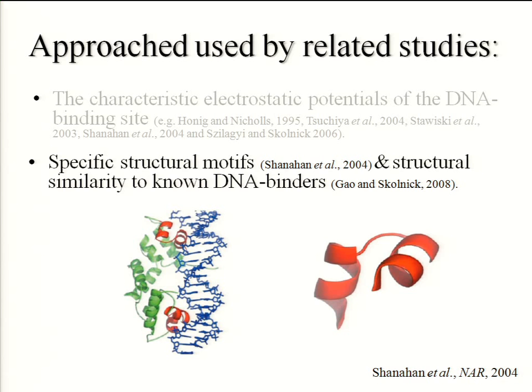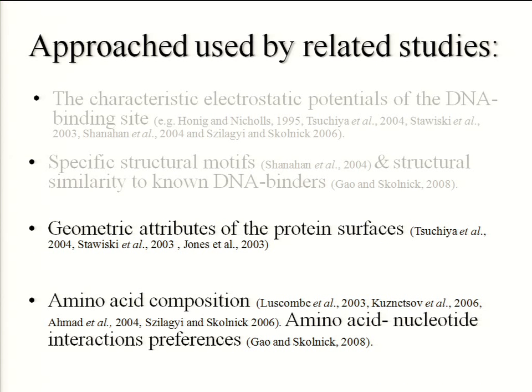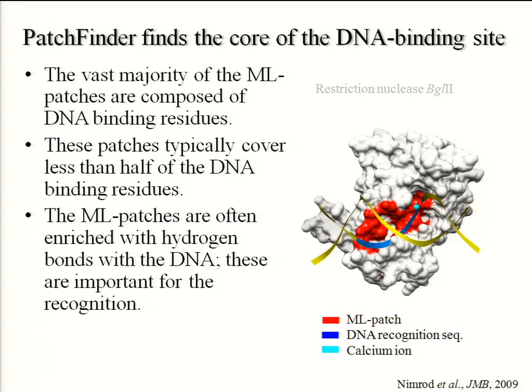The geometric attributes of the protein surface were also used. Amino acid composition and amino acid nucleotide interaction preferences, like pair potentials, were also used. Guy decided to use, as I said, the local region of binding to the DNA, as well as other properties. But before that, he analyzed the local structures, these functionally important regions, the maximum likelihood patches, if you want. One of them is marked here in red.